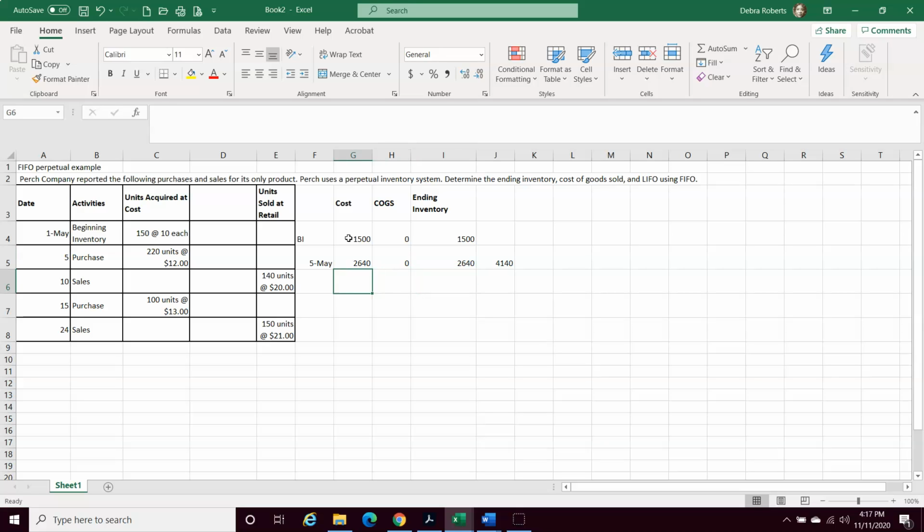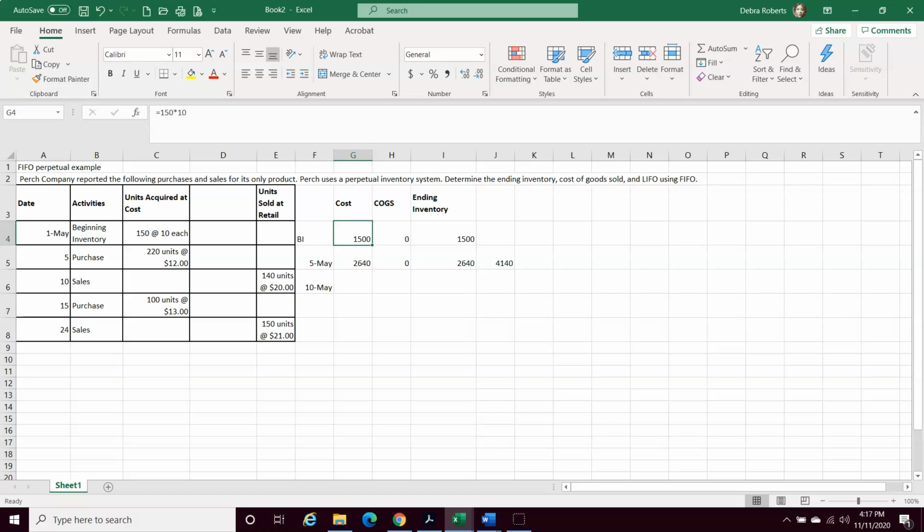Now, the next item says that on the 10th of May, we actually sold some of our units. How many did we sell? 140. Well, the question is, where do we take the 140 units that we sold from? From the top layer or from the second layer? If we're using FIFO as our guide, we're going to go right to the first layer, which is right here, the 150 units at $10 each.